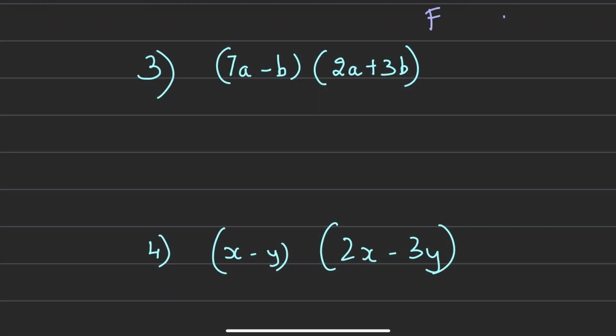Okay, some textbooks have suggested this FOIL method. F stands for first, O is for outer, I is for inner, and L is for last. Let us see how we go about that. F, O, I, L. F is the first. So which is first over here? First, so this and this. First of both the expressions I mean to say, okay?